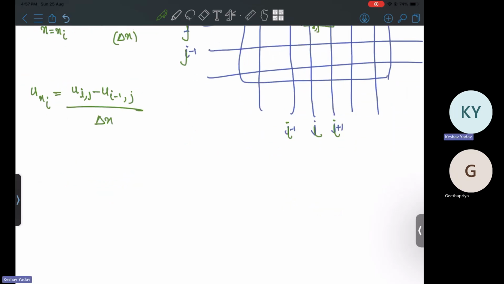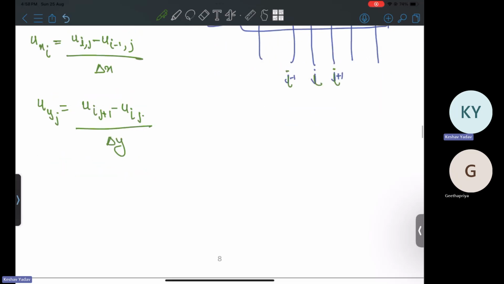Simply, if I want to write u y at i comma j, and I am using the forward difference, it will be equal to u i comma j plus 1 minus u i comma j, divided by delta y, if we are having a uniform grid. Okay, clear? I think you have understood.